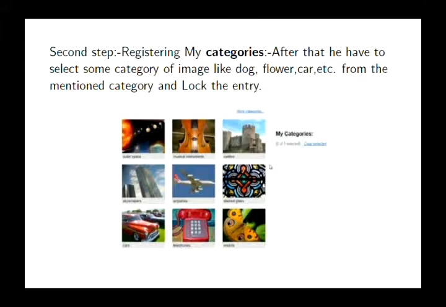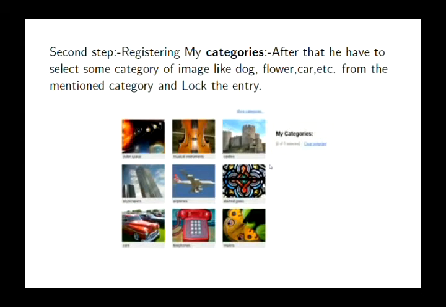Now after this, in the second step, there is a category-wise distribution of his choice. Here there is a mark of category which is showing a number of images. It can be architecture, it can be a dog, it can be a species, it can be flora, fauna, anything. And according to his choice, he can lock his categories.